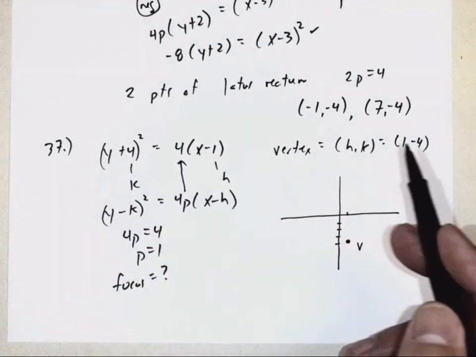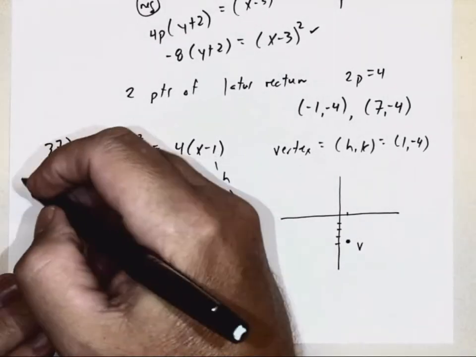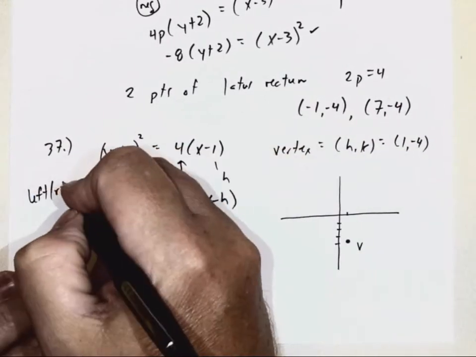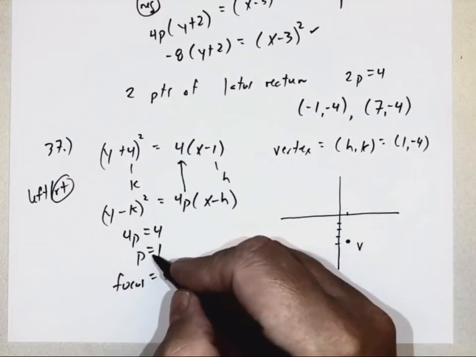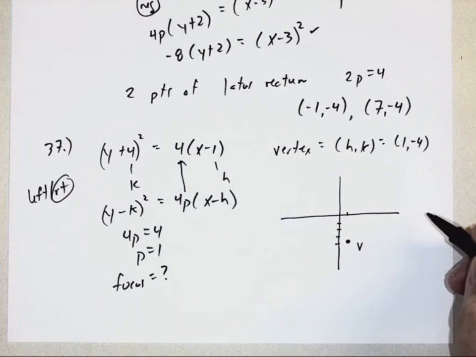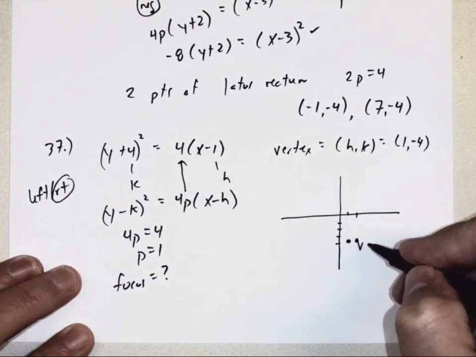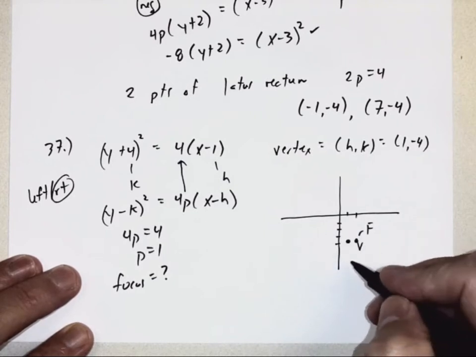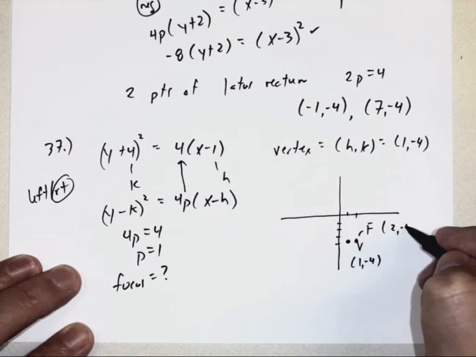Now when I look at this equation, I should have done this right away. What do we have here? Since it's y squared, this is going to be either left or right. And actually, since this is positive, it's going to be right. So if I've got my vertex here, since p is 1, my focus is going to be a distance 1 away from the vertex. And since it's left or right, and the vertex is 1, negative 4, the focus must be 2, negative 4.